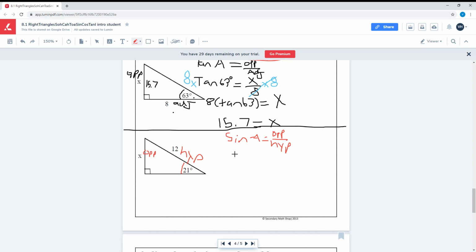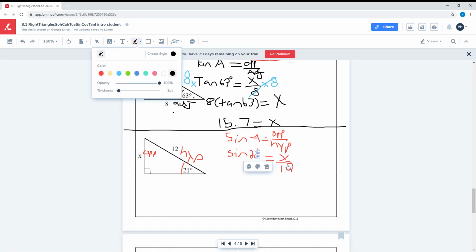Okay, so now we can fill in all the information we know. So sine 21 equals, our opposite length is x, we don't know it. Ew, we have one of these problems. Disgusting. And our hypotenuse is 12 in this case. It would be awesome if I could shift this down, but I don't think I can.